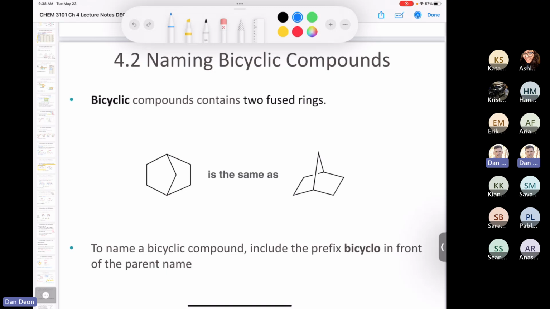Where the 2 rings connect, we call those bridgehead carbons. So you can see that the rings are connecting here and here. So these are called bridgehead carbons. All right. And like I said, we put bicyclo in front of the name. Also, you have to count out the number of carbons. Could anybody tell me in either of these compounds, how many carbons are in this compound? How many carbons are here?